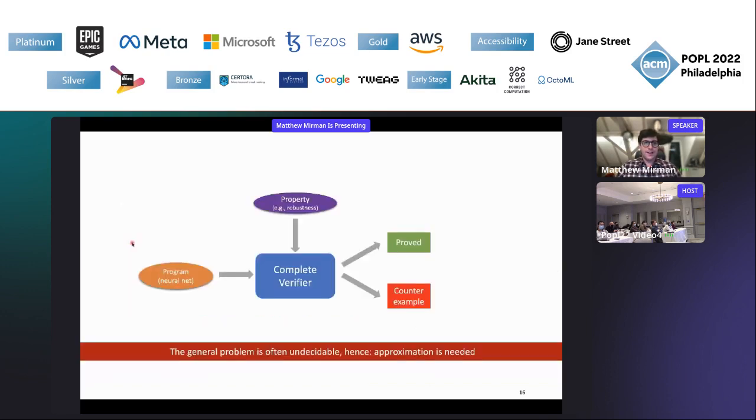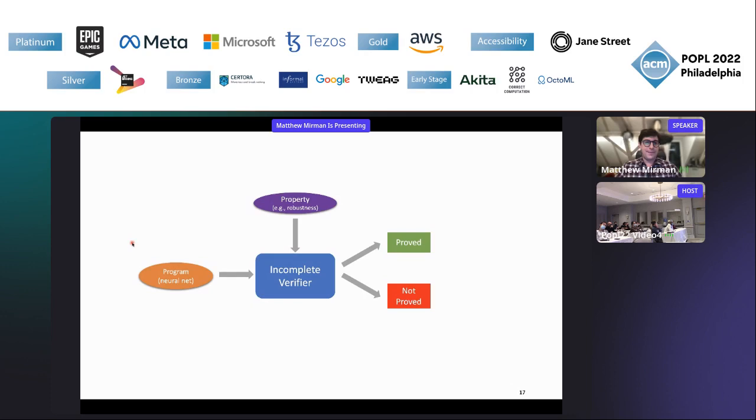So a complete verifier, in summary, is a program that takes a property, for example, robustness or fairness, and a program, for example, a neural network, and always eventually halts and says that this property is either proved or finds a counterexample. However, for general properties and general programs, this is undecidable. And even when you restrict it such that you're looking at specific properties such as L-infinity and ReLU networks, this can be NP-hard and thus very slow, and we need a faster system and we want to use approximations.